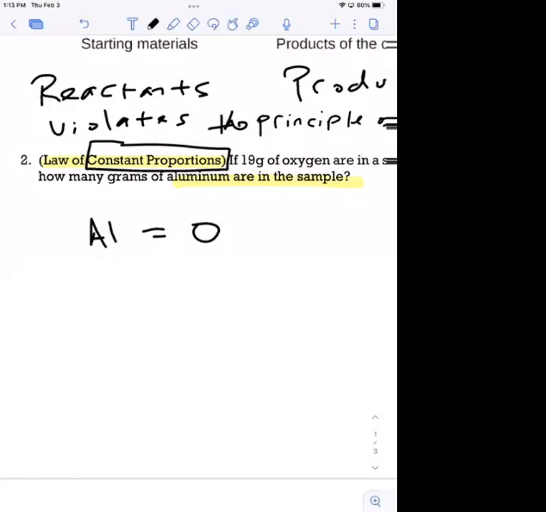If you don't have a periodic table, my suggestion is just download one from the App Store or the Play Store because you're going to need that.